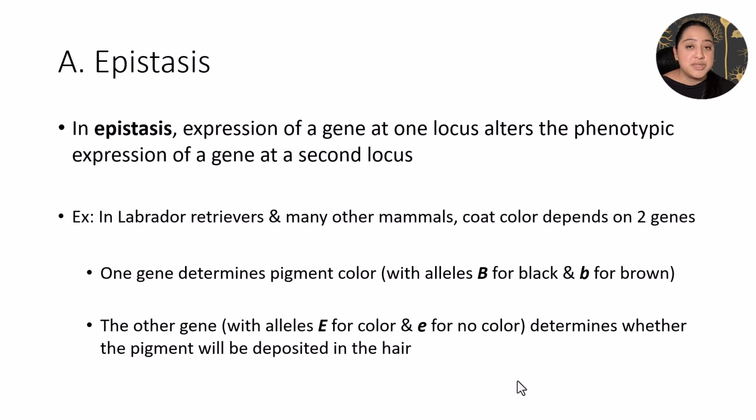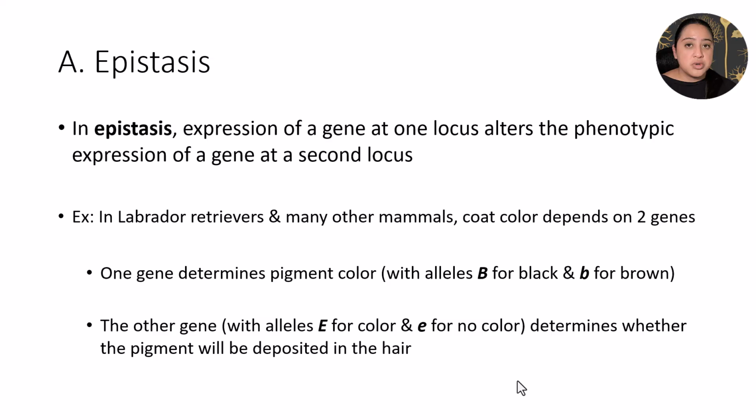So epistasis is complex because it's when one gene affects whether or not another gene will get to work. So it's like a control switch over another gene. In epistasis, expression of a gene at one locus alters the phenotypic expression of a gene at a second locus. And the classic example for this case is in Labrador retrievers, the dogs.